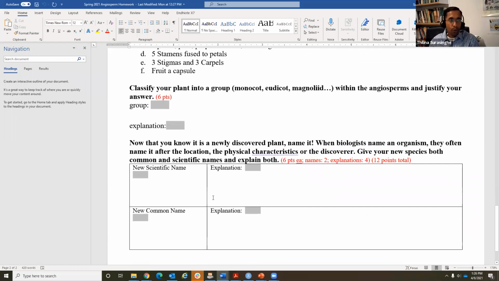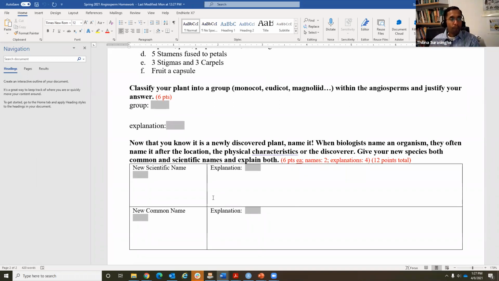Classify your plant into a group, right? It's an anthophyte, right? What kind of an anthophyte is this? Monocot, eudicot, magnoliid? In that case, you probably want to research all the groups within Anthophyta. What are all the possible forms of flowering plants, and what group would you put them under? Why? Now, remember, when you make these decisions, you might actually argue that it could belong to two groups. Pick one group that you can best support, right?